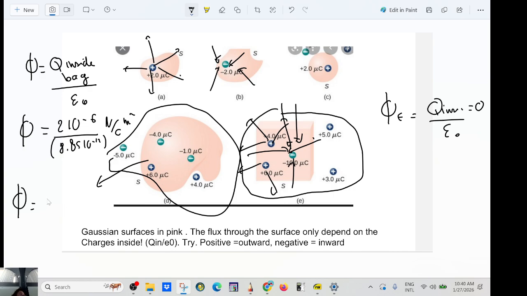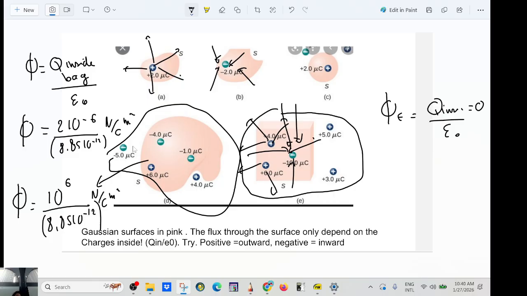Now this one, what's the charge inside? Plus 1, right? So it's going to be 10 to the 6 divided by 8.85 times 10 to the negative 12 Newton per Coulomb meter square. So here they just ask you the number of lines poking through.